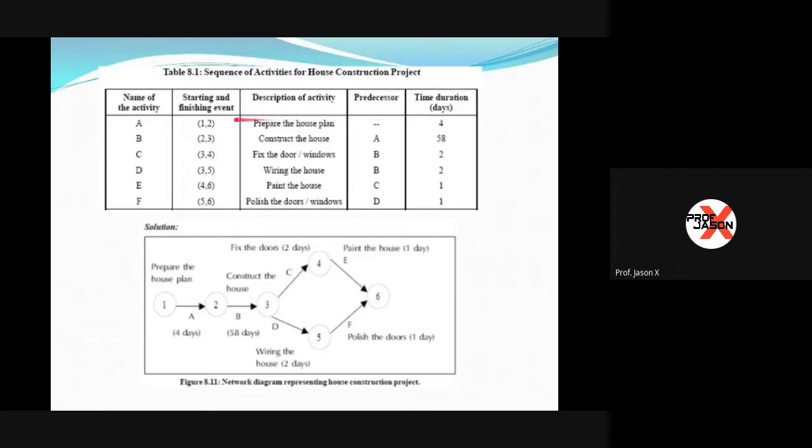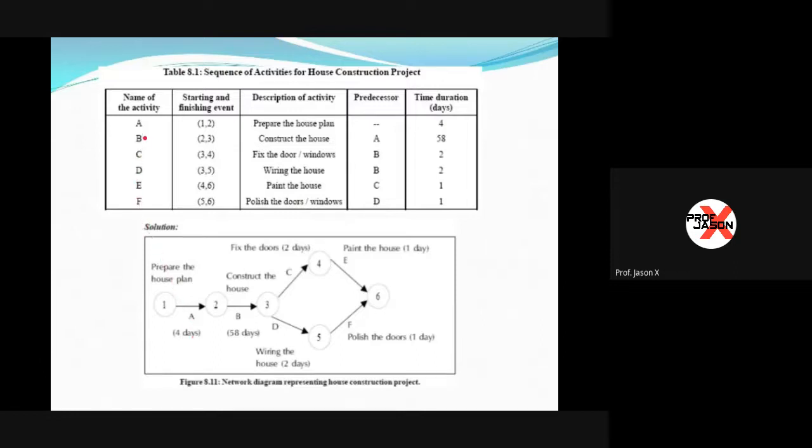So let's look at that in our network diagram. So here we can see 1 going to 2, and the name of the activity is A, and the time and duration is 4 days. And the description is preparing the house plan. So this is your first row practically. Preparing the house plan, events 1 to 2, activity A, time duration is 4 days.